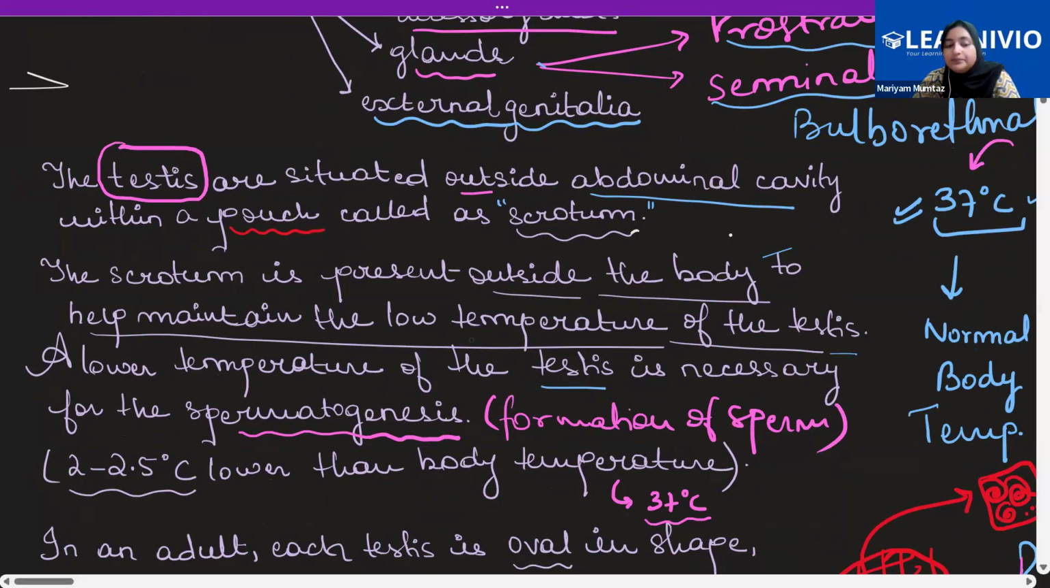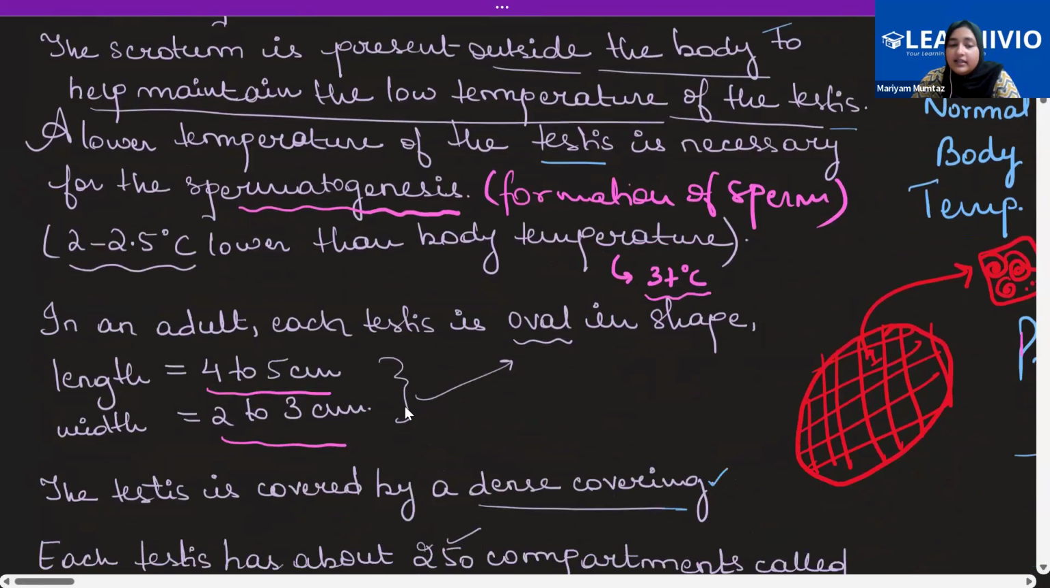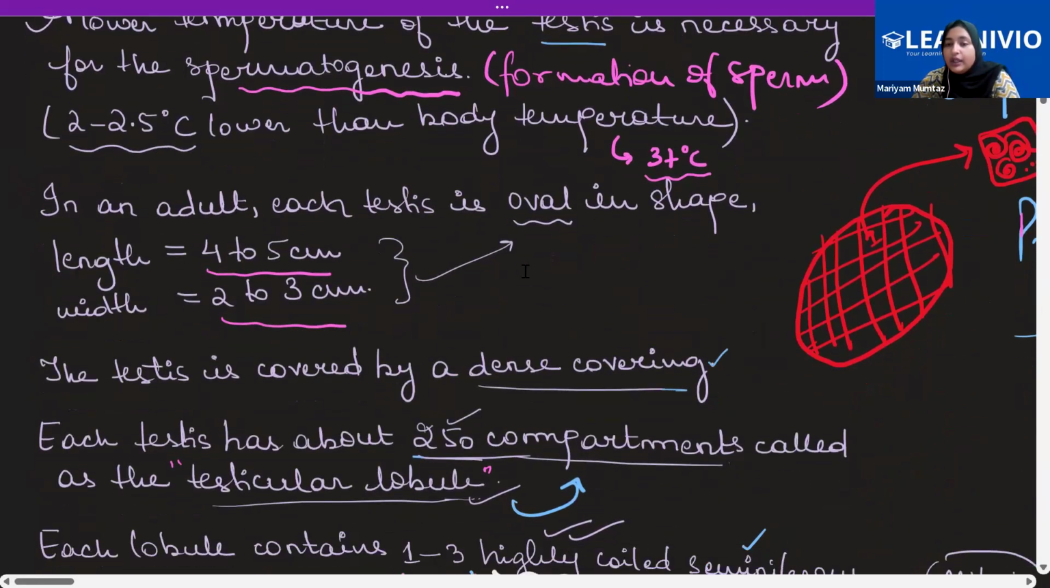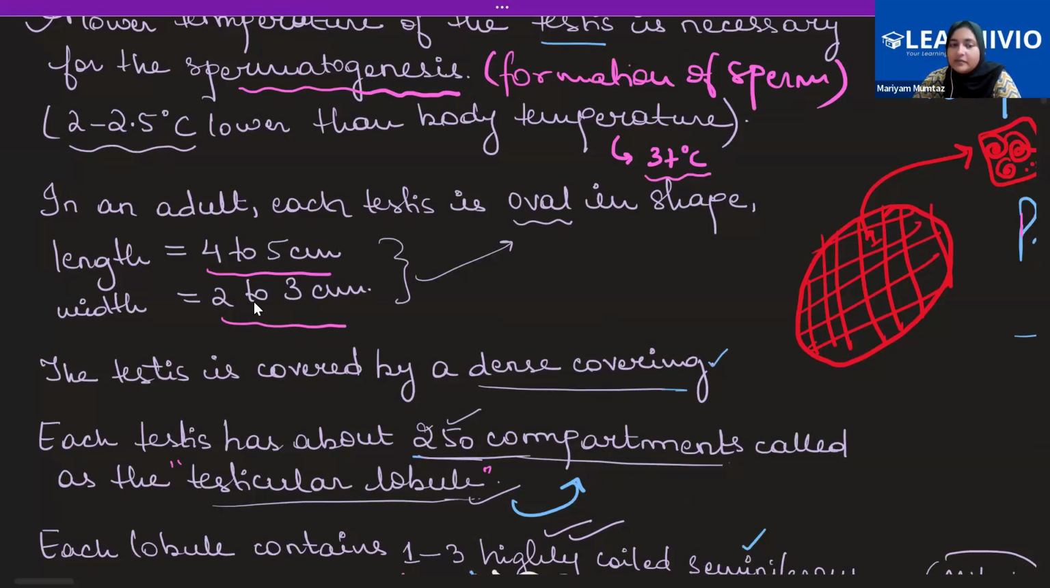This low temperature is extremely important as far as the formation of sperm is concerned, without which the sperm will not be formed. Now, in an adult, each testis is usually oval in shape. The length of the testis is 4 to 5 centimeters, and the width is 2 to 3 centimeters, width meaning thickness. The testis is also covered by a dense protective covering. Now, talking about the ultrastructure.